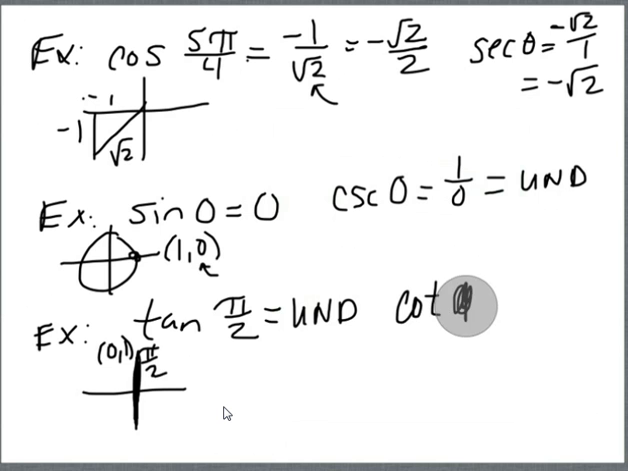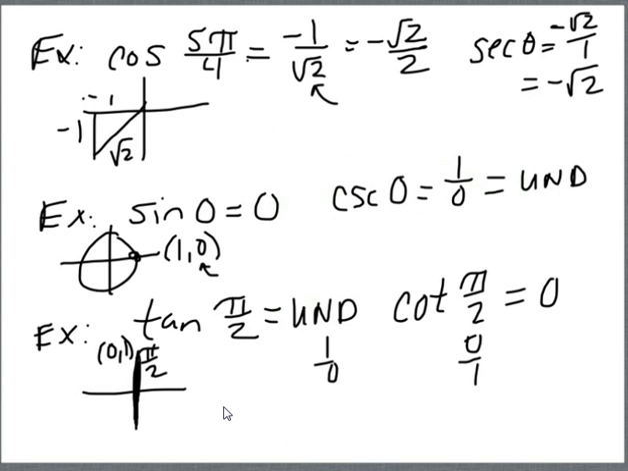If the reciprocal of 0 is undefined, then it would hopefully make sense to you that the reciprocal of undefined is 0. Because this is 1 over 0, so this would be 0 over 1, so it would be 0. So finding the reciprocal values is just as simple as finding the original trig values, sine, cosine, and tangent, and then taking their reciprocals.